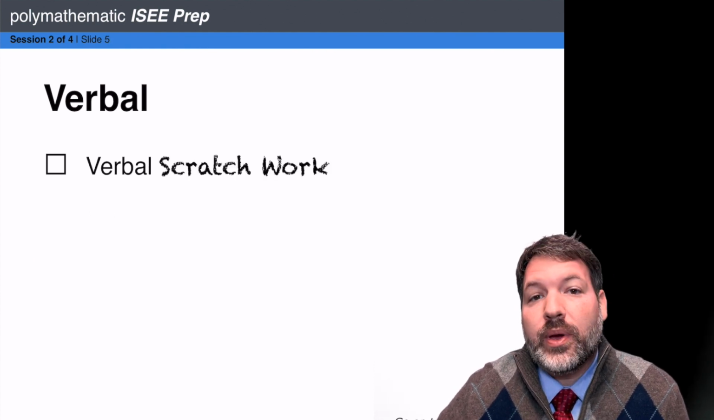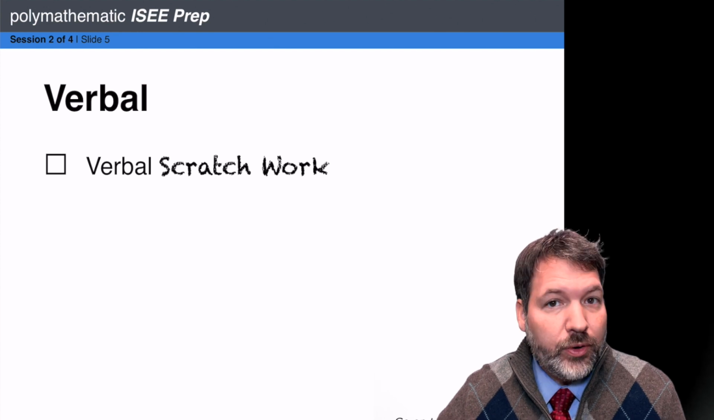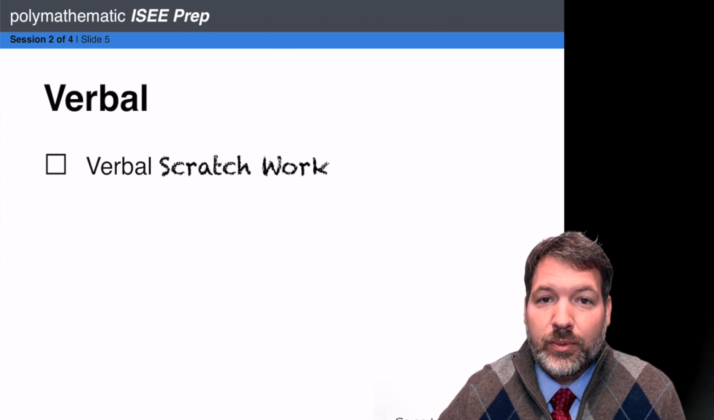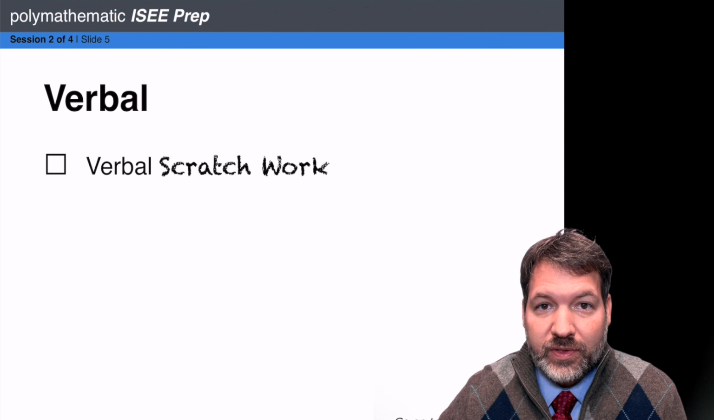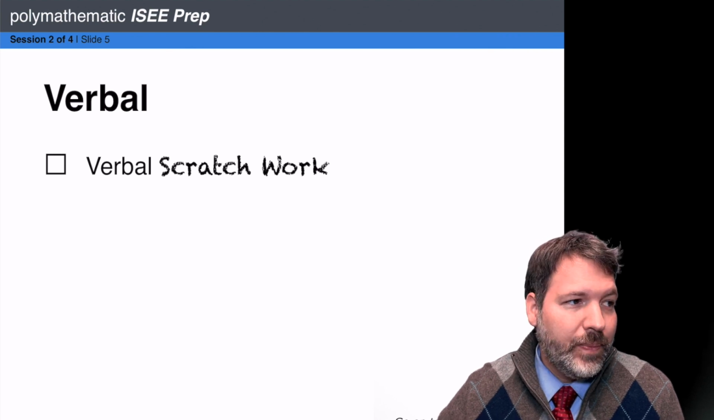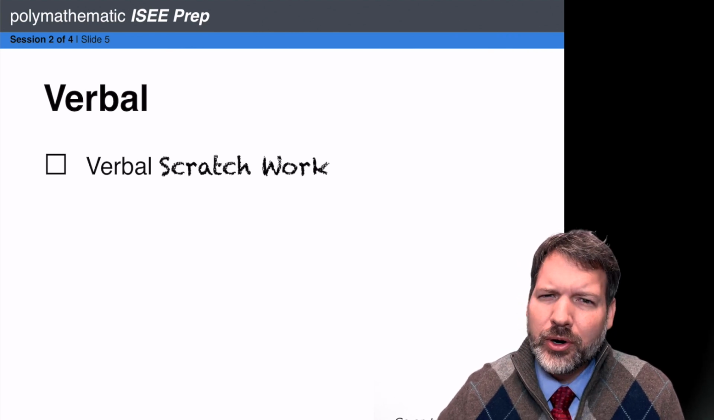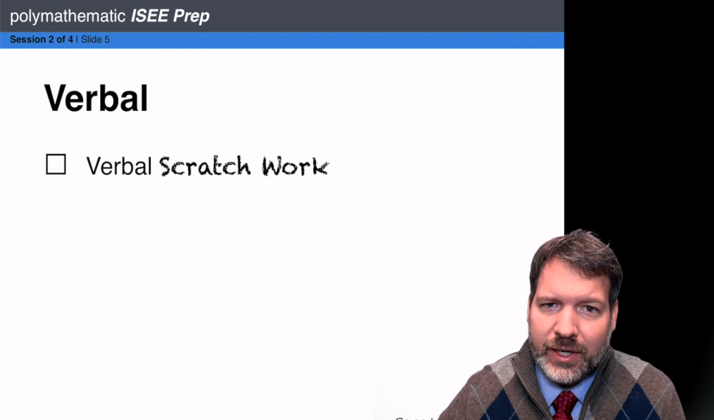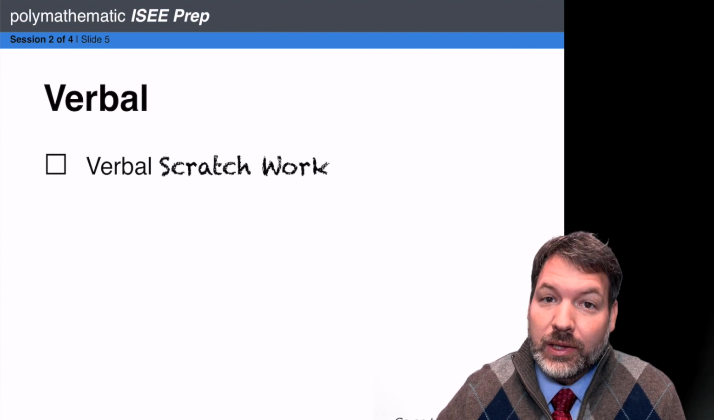And then finally, we have our verbal scratch work. Now, we've already talked a lot about the kinds of things you should be writing down on the quantitative sections of the test, but you might be thinking, well, there are no calculations to do. What on earth am I supposed to write down on the verbal sections of the test? And the answer is a lot more than you think.